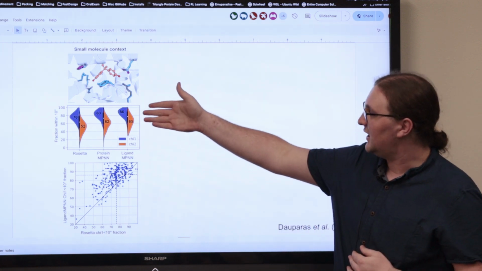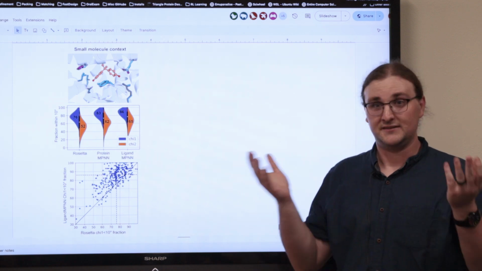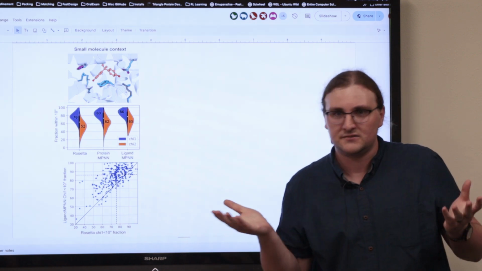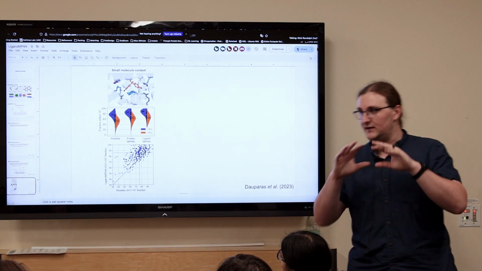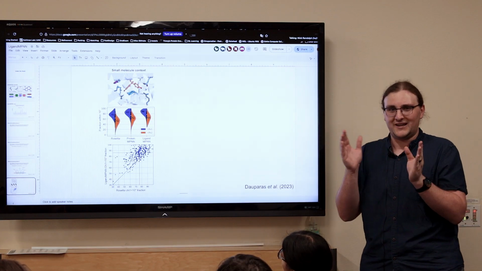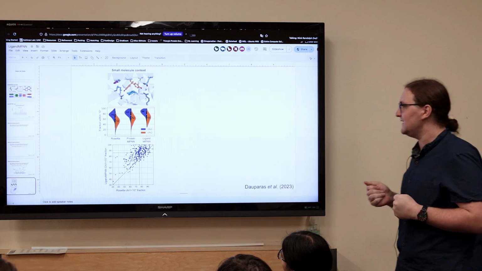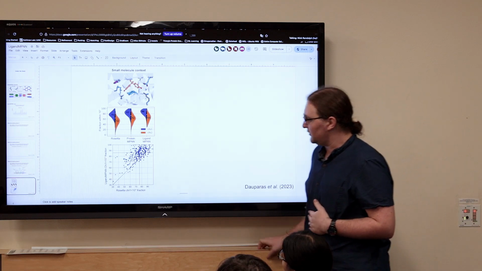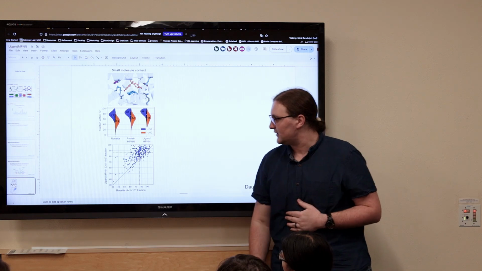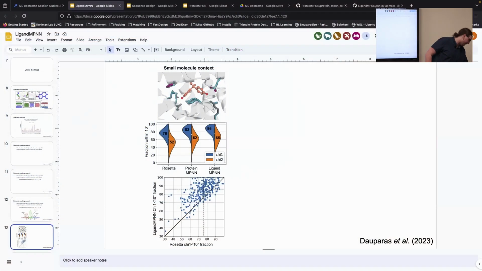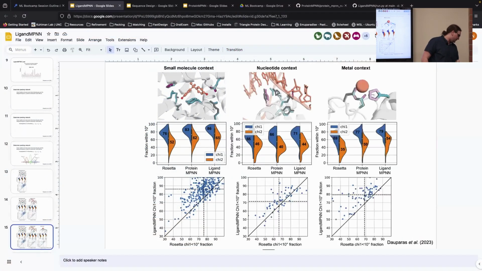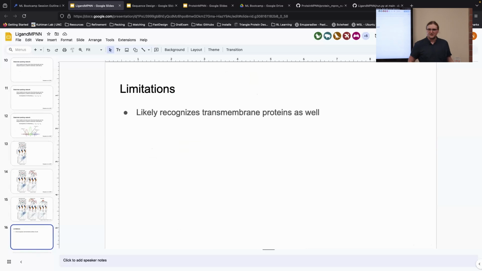So taking into context does improve performance, not as dramatically as for sequence. I think that kind of makes sense. The model can still implicitly reason if there's a nice pocket there where the sidechains kind of need to be. I think that's not a terribly unreasonable assumption. And here they're just comparing it to Rosetta. LigandMPNN is better at predicting chi angles than Rosetta. Similarly for nucleotides as well as metals, the performance improvement's not dramatic, but it does improve things with extra context.